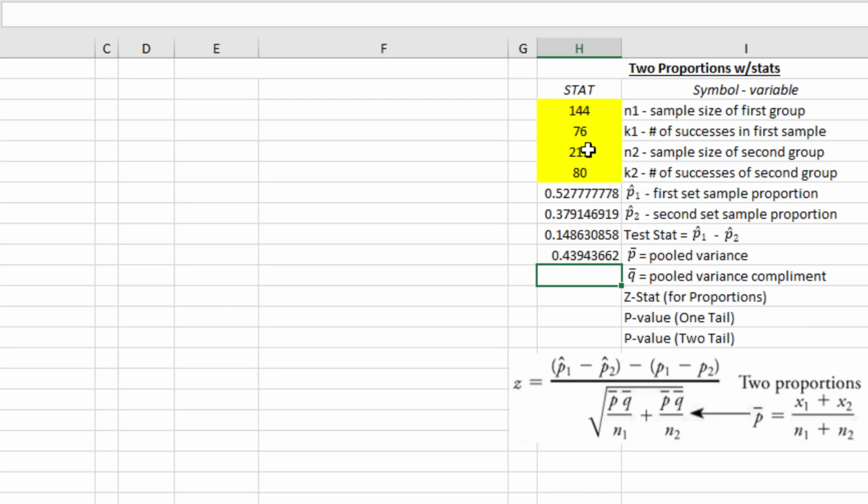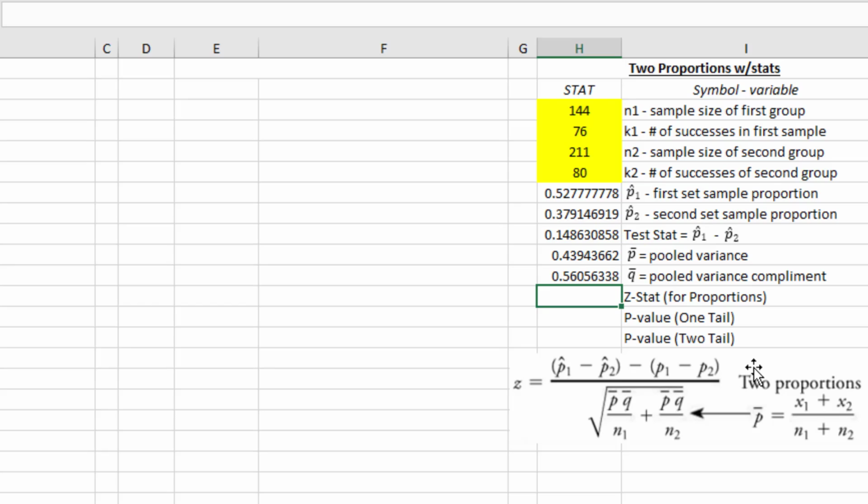And then Q, pooled Q, is always just a complement, so that's really easy. That's always equal to 1 minus it, so equals 1 minus that value. And then now we have to do our z-stat. Now you'll notice in the formula down here, we've got our test statistic of the difference in our sample proportions minus the P1 minus P2 without little hats on it. This means we're subtracting the difference between the two hypothesized population proportions.